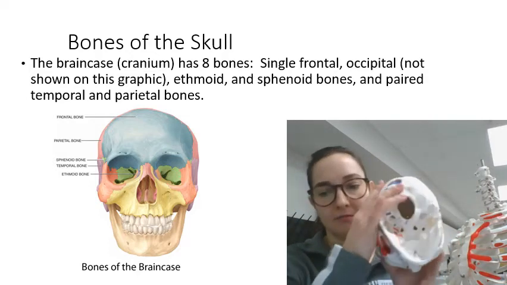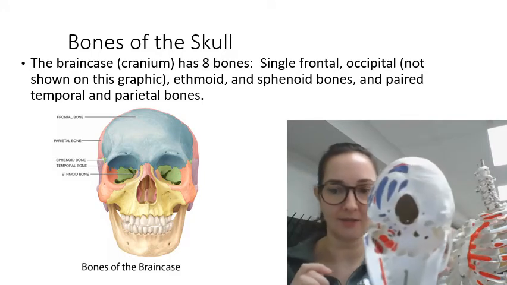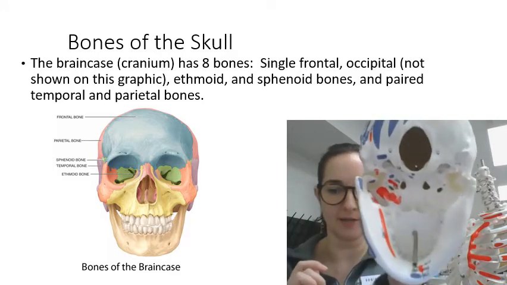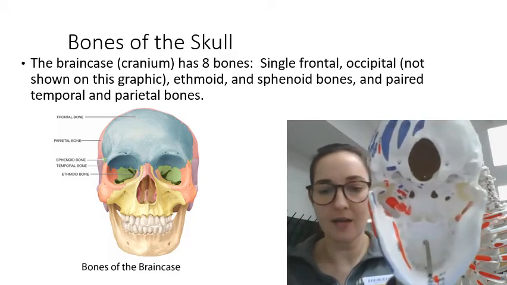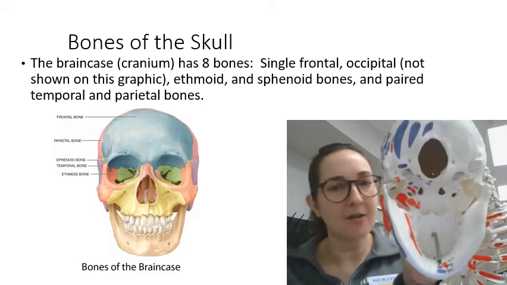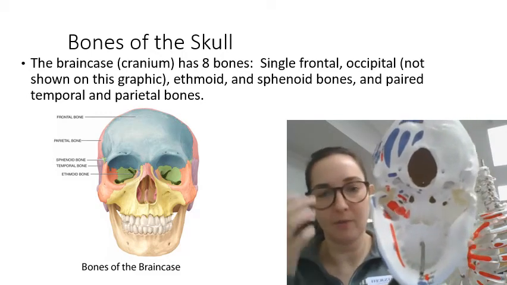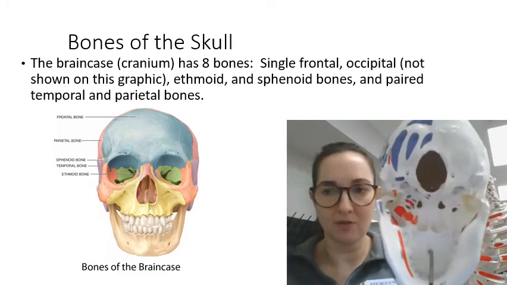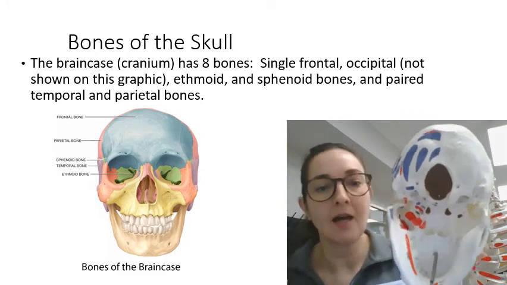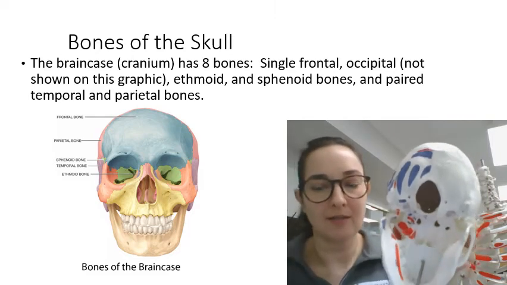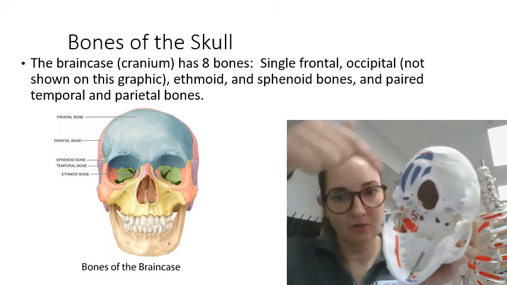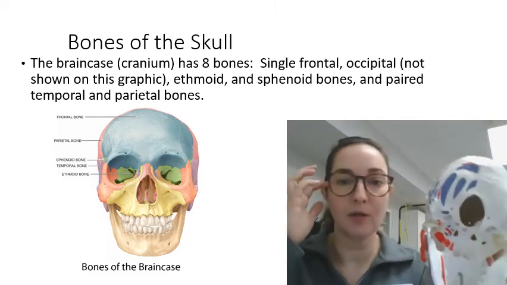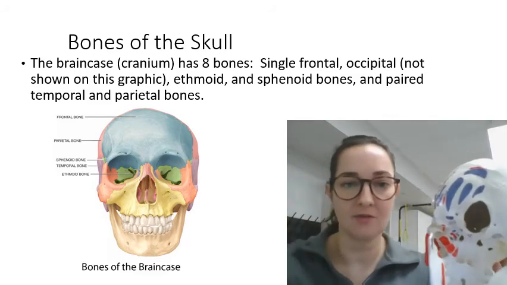Underneath here, it gets a little bit confusing. Let me try to focus in on the camera there. So underneath here, we've got a couple sort of odd-shaped bones that are going to be forming the base of the brain case and also kind of the base of your nasal cavity. So those bones are going to be the ethmoid and the sphenoid. It's not going to be super obvious to see them in here, but I'll show you on the next couple slides what those look like.